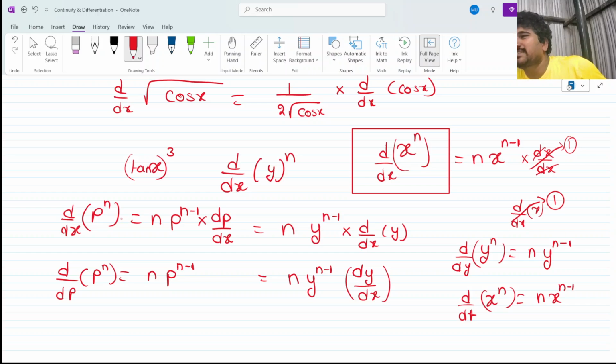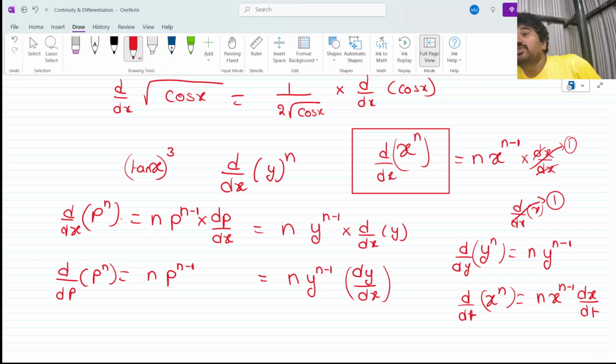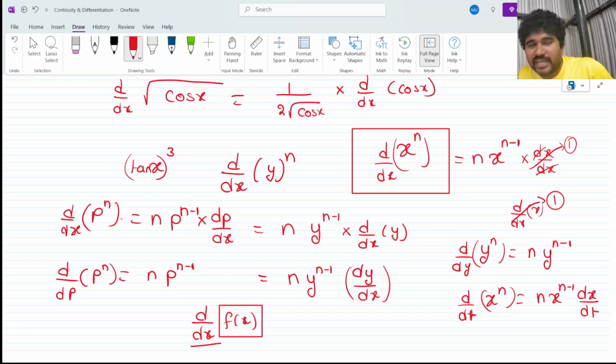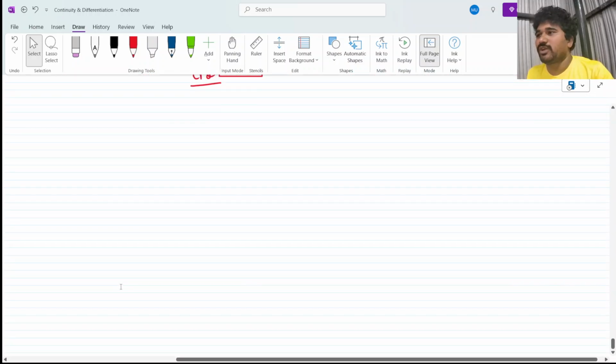That's it, or will anything extra come? Into dx by dt, because you are differentiating with respect to t. The meaning of d by dx is that you are differentiating a function with respect to x. That is the meaning. Is that clear for everybody? Understood? Yes. Now we need to know some other formulas.